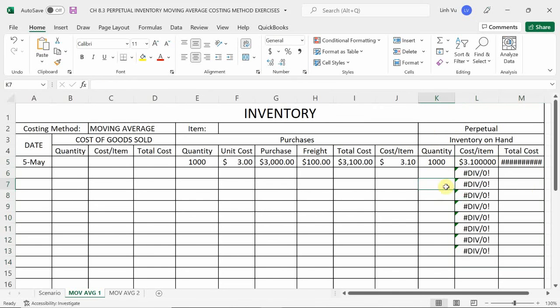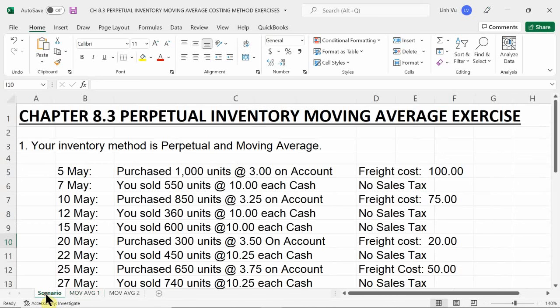That means every time I put a new quantity in here and every time I put a new total cost in here, it's going to calculate the average cost for me. So there you go. There's my first transaction: I purchased inventory. So then let's see what happened next.